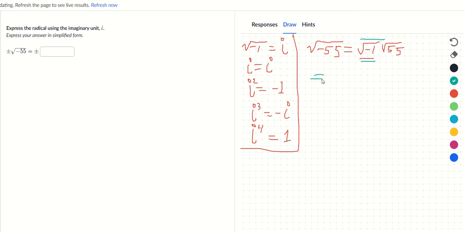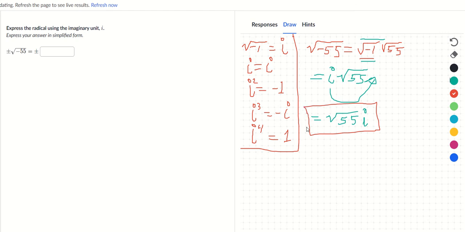So the result would be i times the square root of 55. In this case, you can further simplify by taking this number here, and I'll show you why in the other case we do that. But even if you write it like that, it's going to be correct. So you can further simplify this number by doing this, and that would be the final answer.